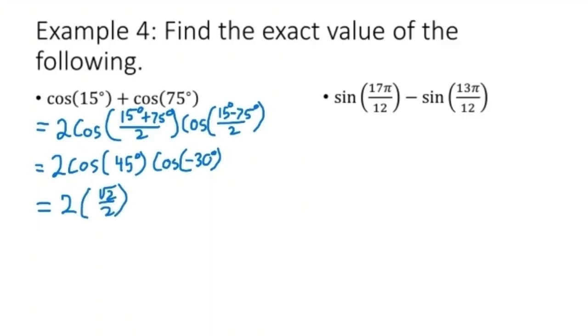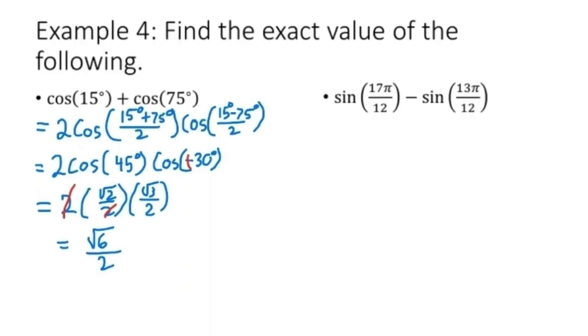As for the cosine of negative 30 degrees, you can either find the coterminal angles or use the even-odd properties. Since cosine is an even function, the sign doesn't matter. So cosine of negative 30 degrees is the same as cosine of positive 30 degrees. Cosine of positive 30 degrees is root 3 over 2. The 2 outside here will cancel out with one of the 2's in the denominators. And when we multiply, root 2 times root 3 is root 6. So we get that cosine of 15 degrees plus cosine of 75 degrees is root 6 over 2.